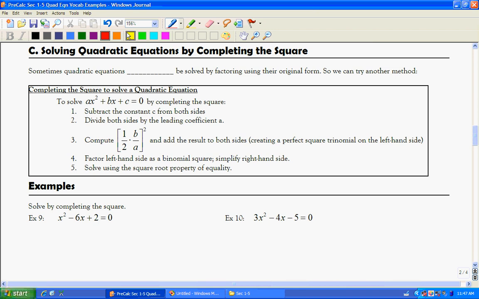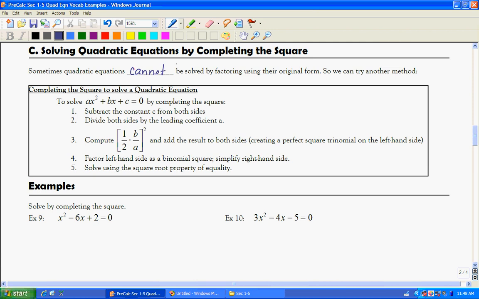Okay, let's take a look at our next method for solving quadratic equations called completing the square. Sometimes we have quadratics that cannot be solved by factoring, and what we can do is use this method of completing the square to make it factorable on one side and then solve. So we'll take you through a couple examples. So this cannot be solved by factoring.